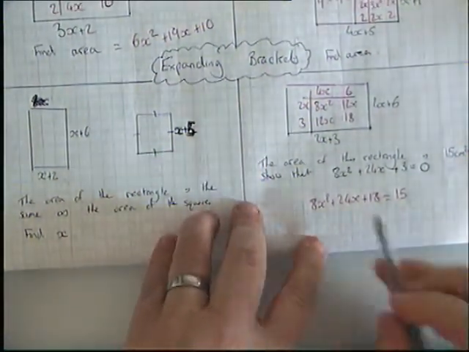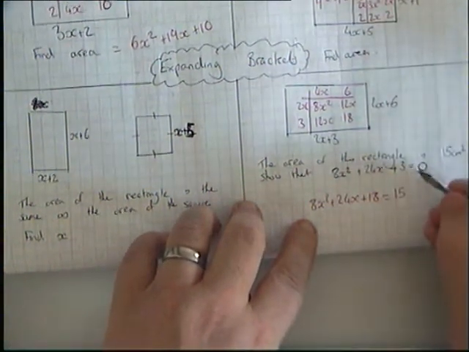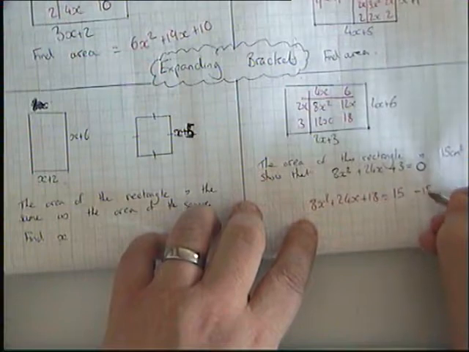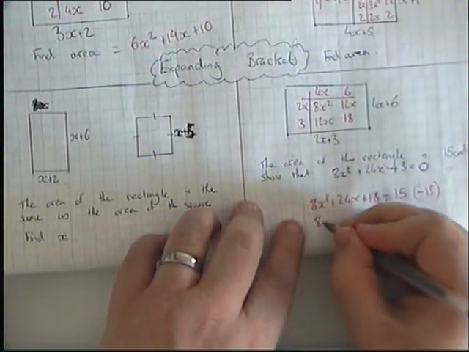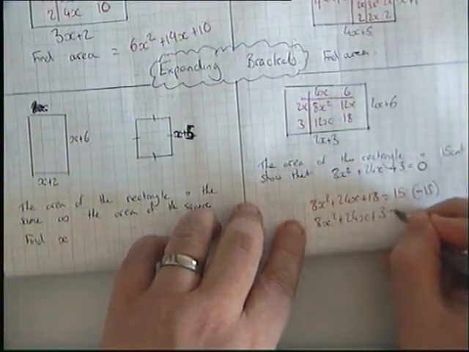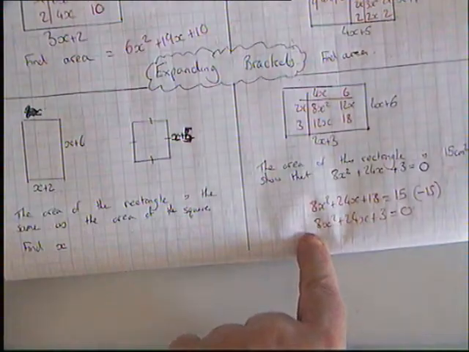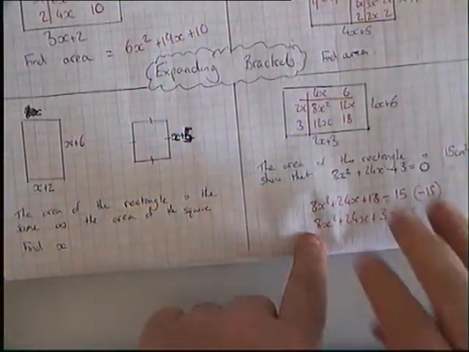Okay, right, so my 8x squared is the same, my 24x is the same, and I need 0 here, so I need to take 15 off both sides. So you end up with 8x squared, add 24x, add 3 equals 0. And I've shown that they're the same thing, and that's all I needed to do.